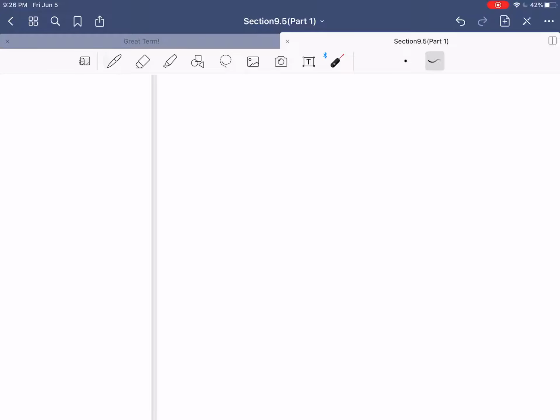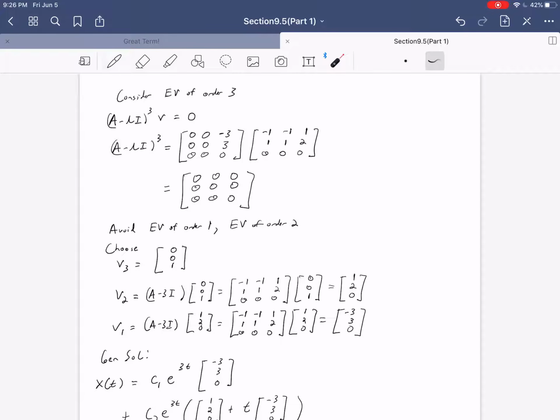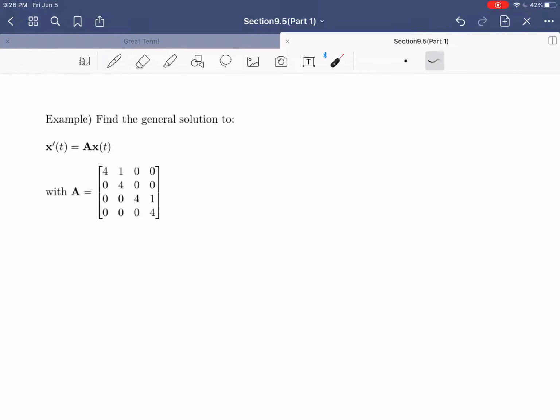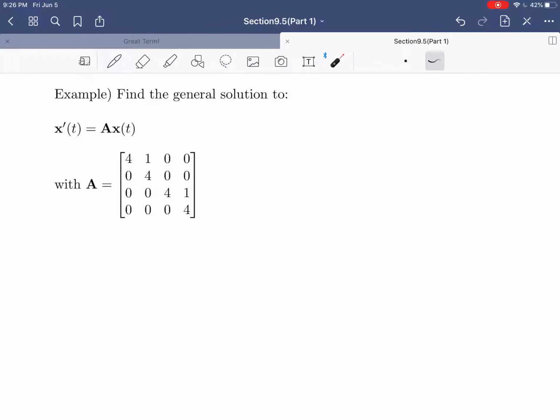So for our next example, I think we accidentally added some extra pages there. All right, just ignore those. All right, there we go.